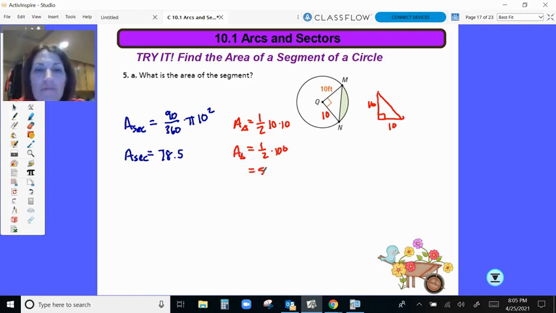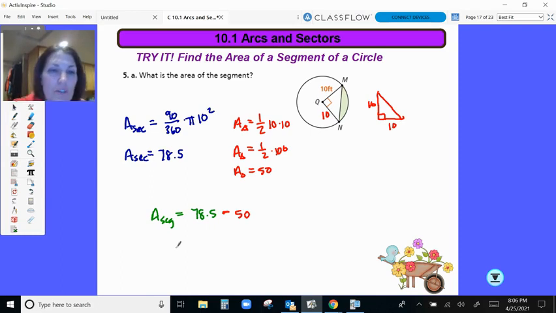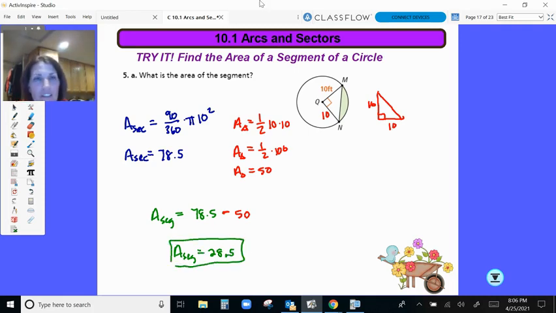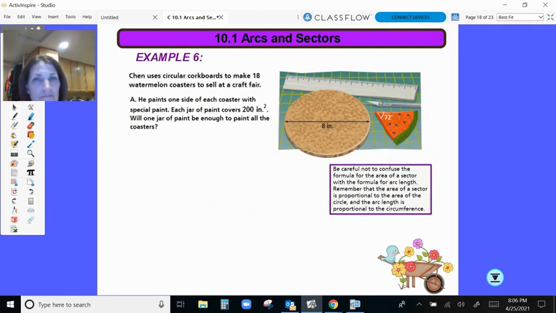Okay, so that becomes 1/2 times 100, which becomes 50. So if you recall, my area of my segment is going to be equal to 78.5, which is my whole piece of pizza, minus my area of my triangle, 50. Okay, so my area of my segment is going to be equal to 28.5. That's the area of my segment. All right, and that is how you find the area of a segment.